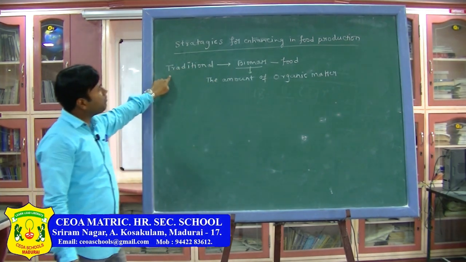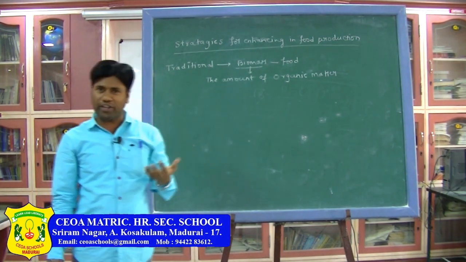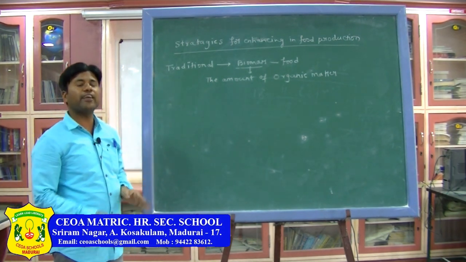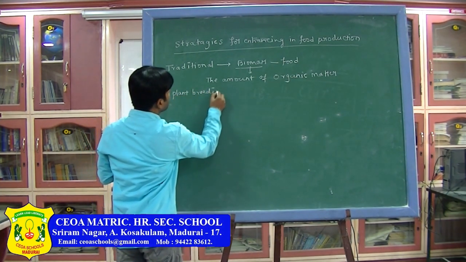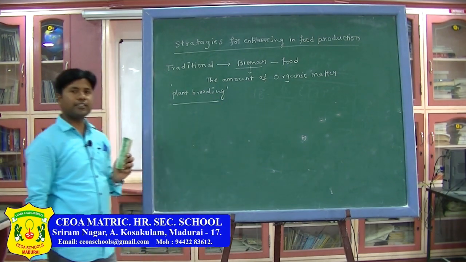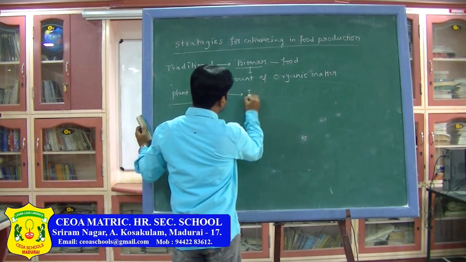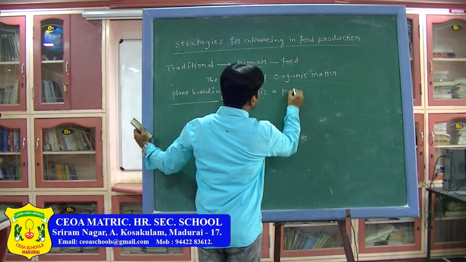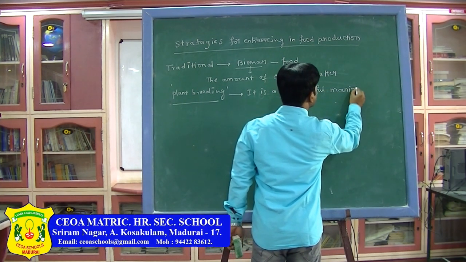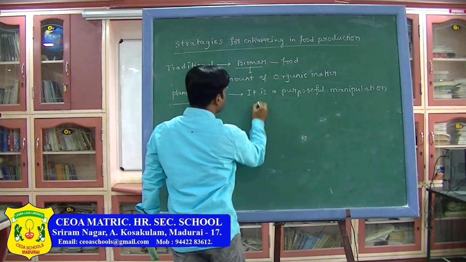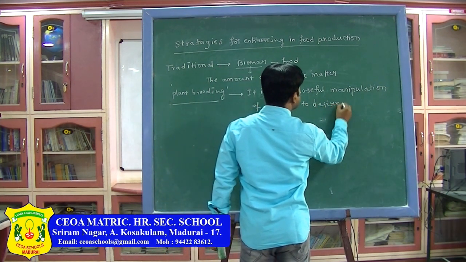So, through traditional farming what happens? The biomass will be very less. So, in order to get more biomass, high yield or more productivity, we go for plant breeding. What is plant breeding? It is the purposeful manipulation of a plant to obtain desired characters.